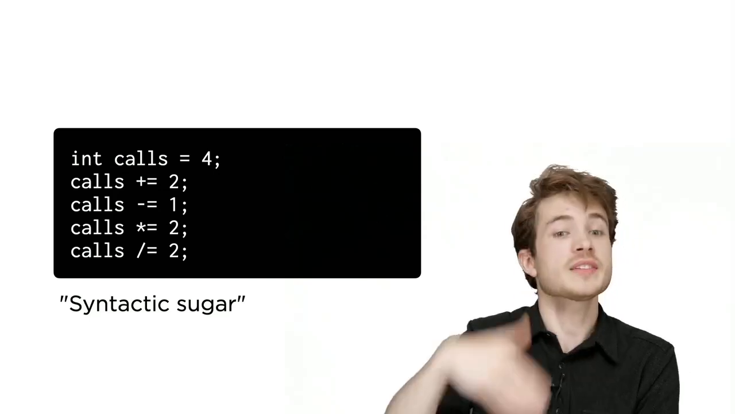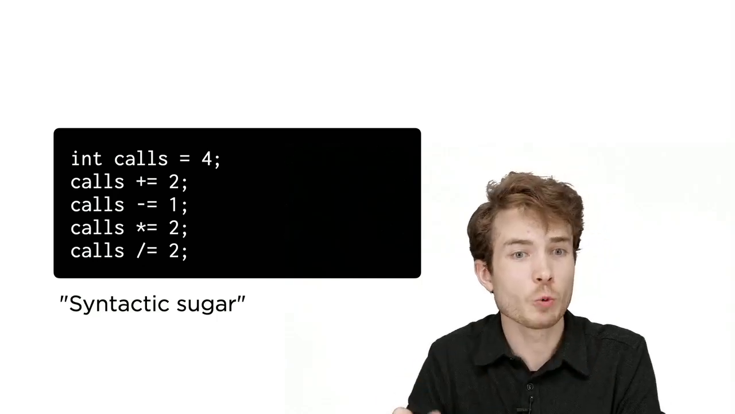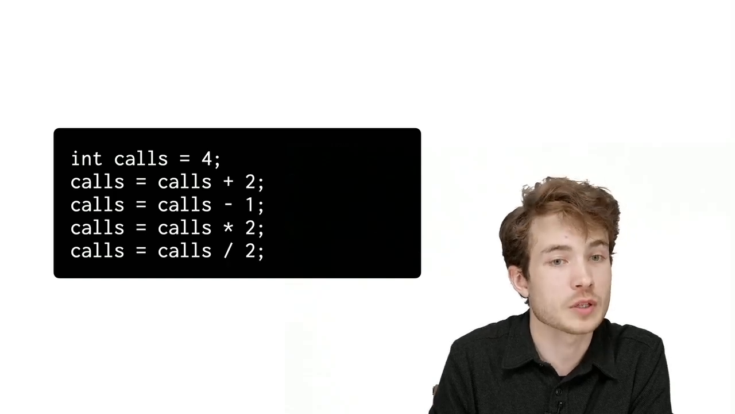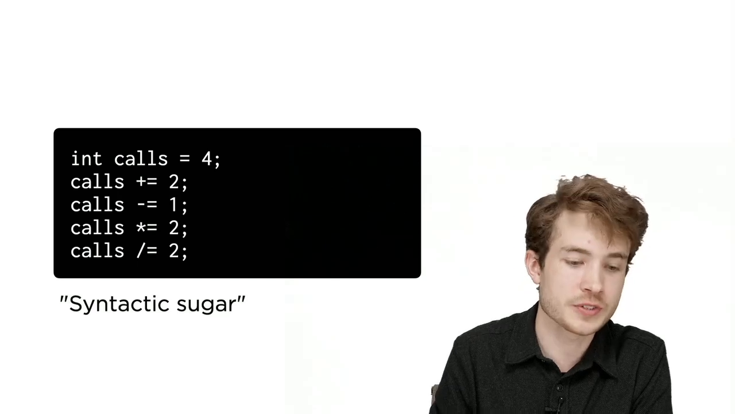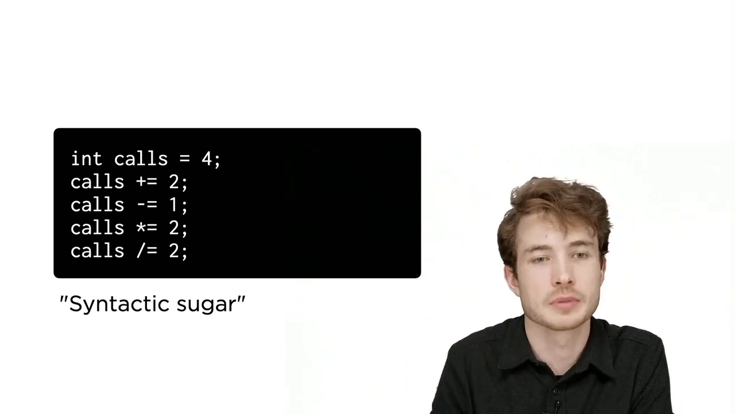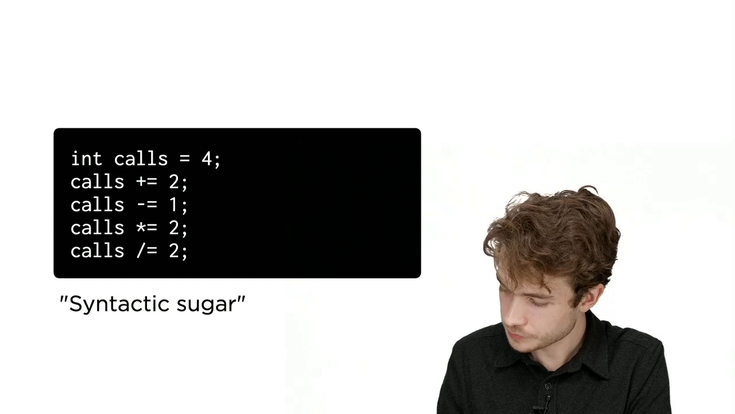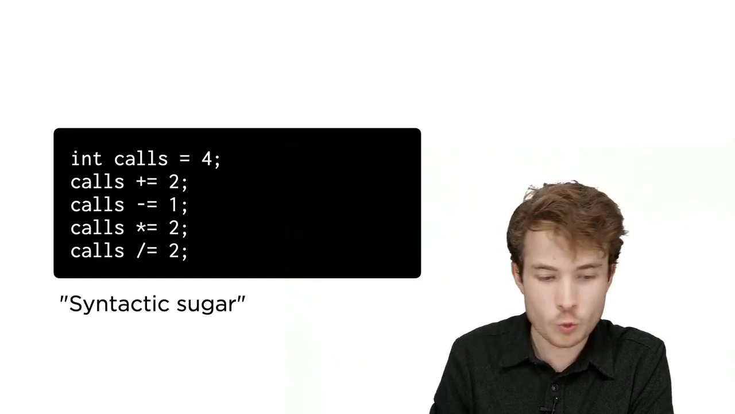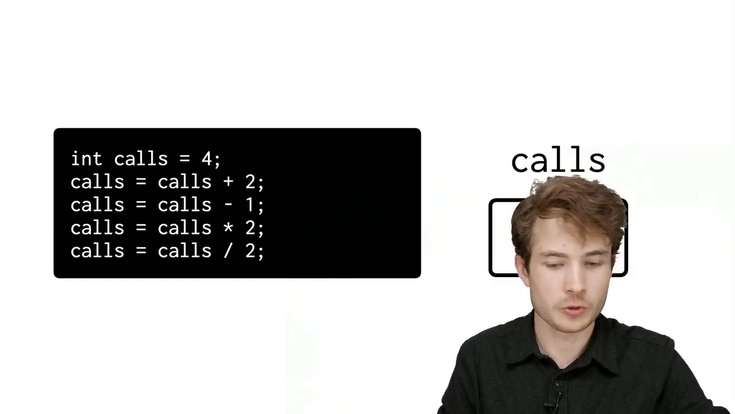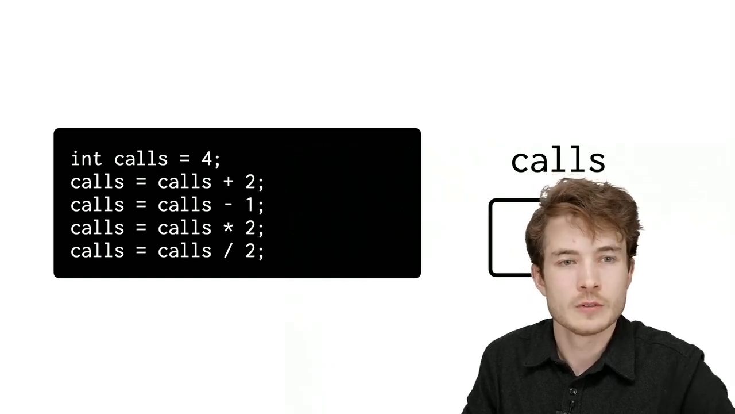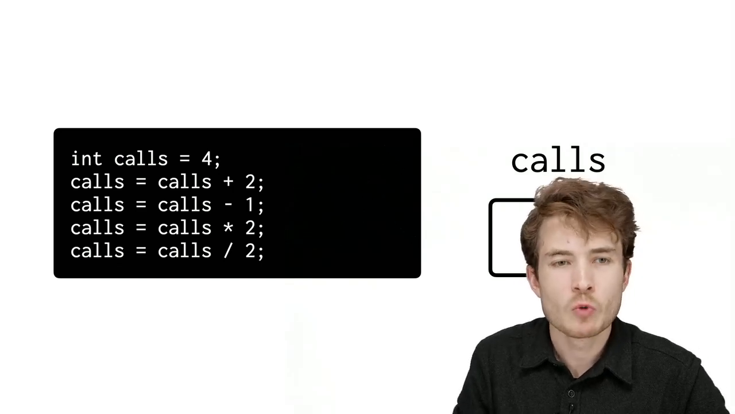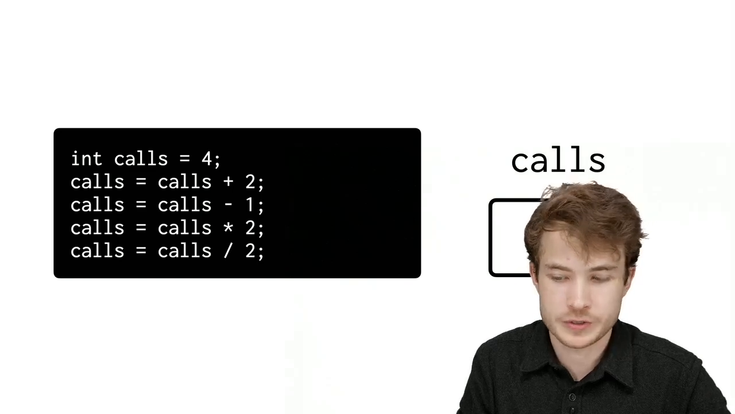I could say calls plus equals 2, calls minus equals 1, and that is shorthand for saying calls equals calls plus 2, or calls equals calls minus 1. Just kind of a way to update that value in place over time. So I'm curious here, if you were to walk through this step by step, what do you think the value of calls would be? We have some code on the left-hand side. Maybe pause the video, take a moment. What would be the value of calls?